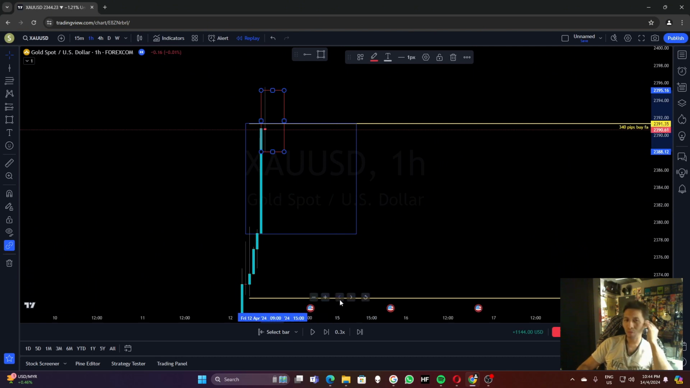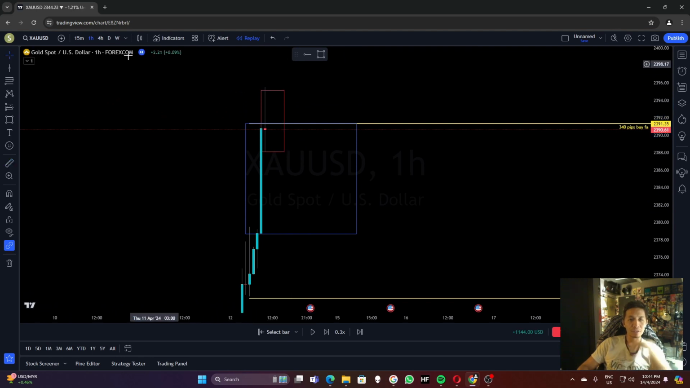Okay, but it's a bit too far. So I'm going to take the risk. What's my risk? Inside this range only. That's about 65 pips range. Alright, it's a bit risky, but it's okay. I'm willing to take a sell here. Just 1 out of 3.